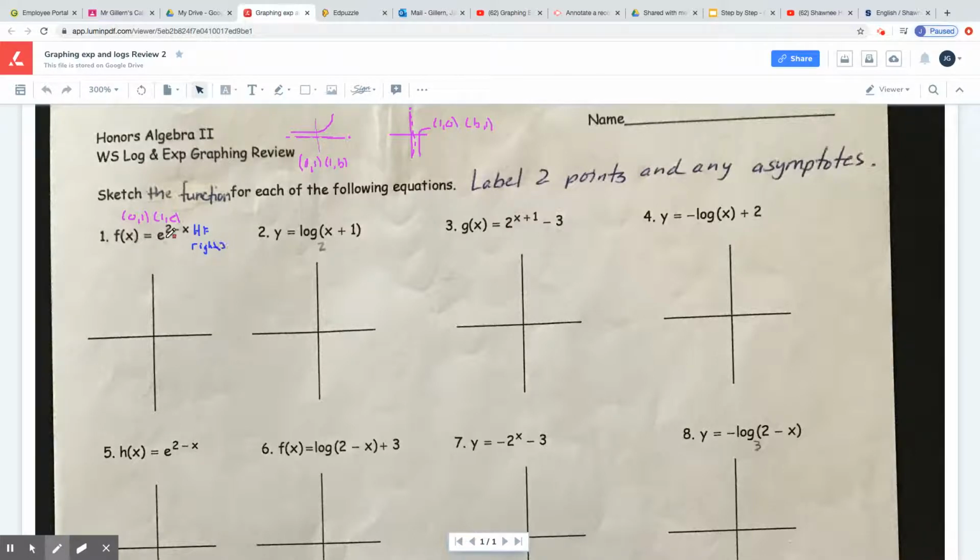In an exponential, the horizontal asymptote comes from what's over here, a vertical slide. We don't have any of that, so we have a horizontal asymptote at 0. Let me put a few points in here.